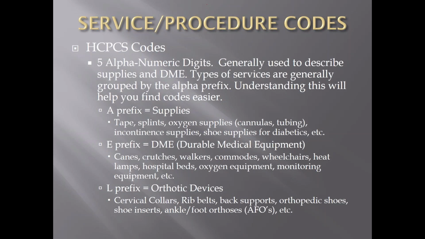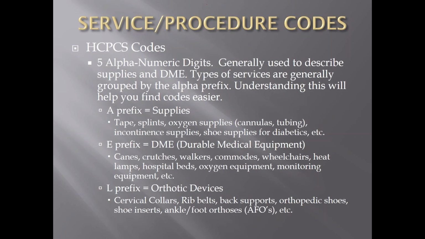The HCPCS code set are the 5 alphanumeric codes, and these are generally used to describe supplies and DME. DME stands for durable medical equipment. Types of services are generally grouped by the alpha prefix, so understanding this will help you find codes easier. So all of the A prefix codes are your supplies, things like tape and splints, oxygen supplies, tubing, incontinence supplies, shoe supplies for diabetics, and so on and so forth.